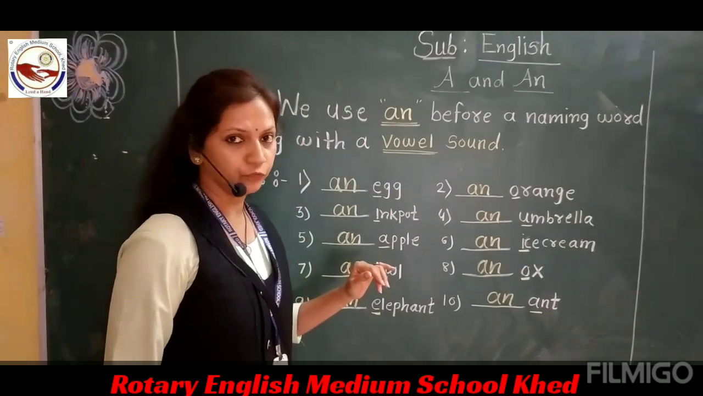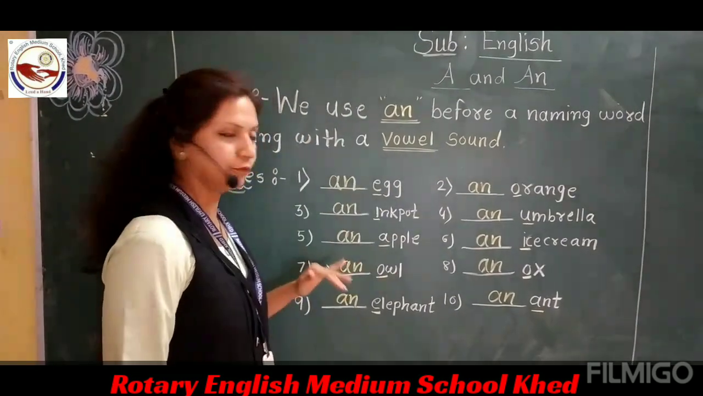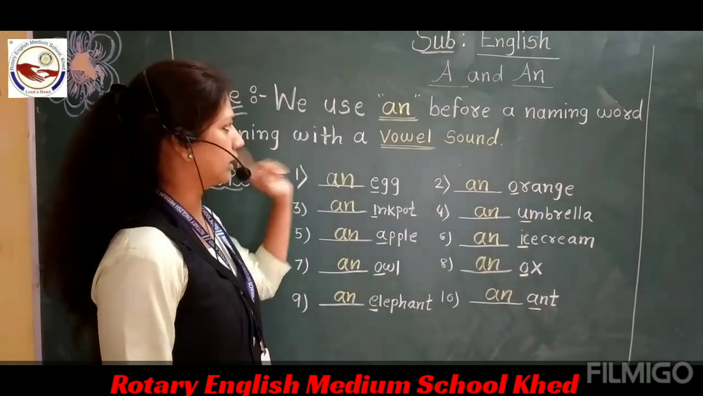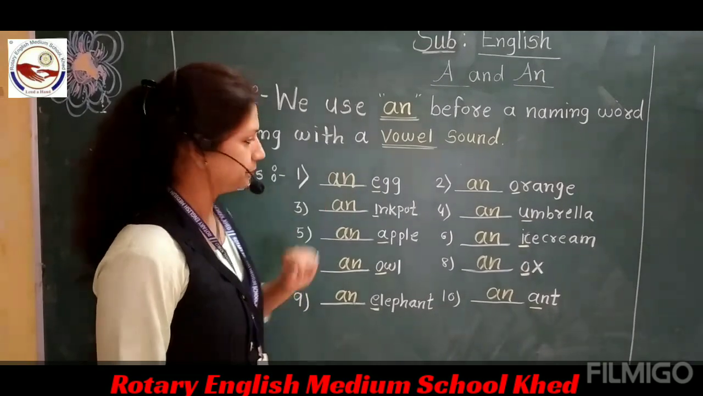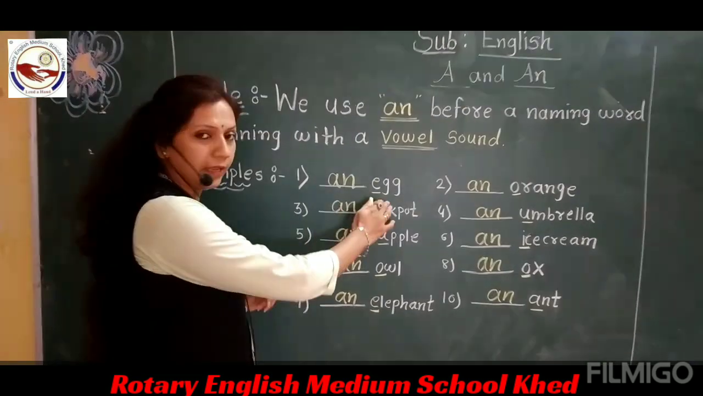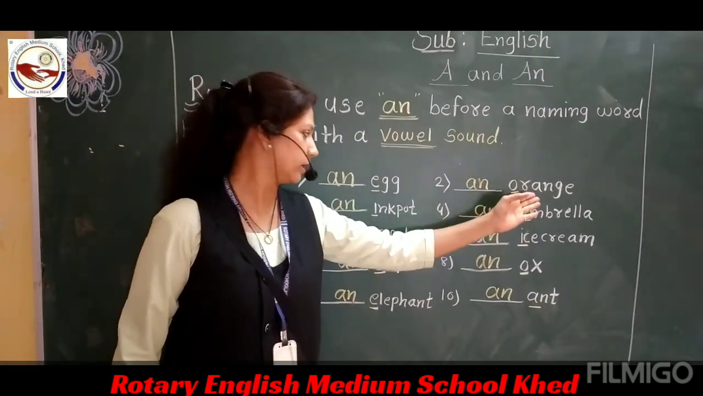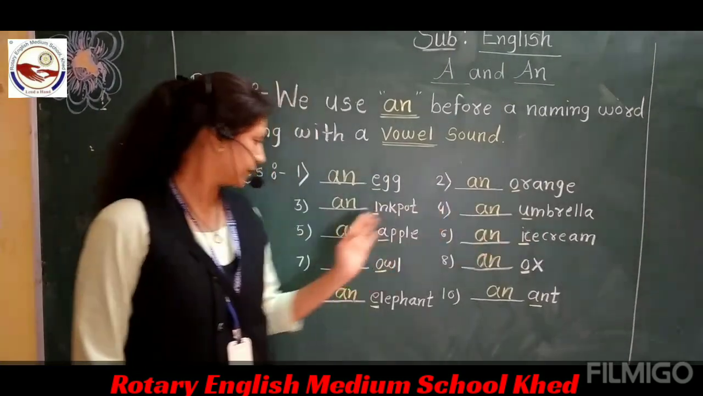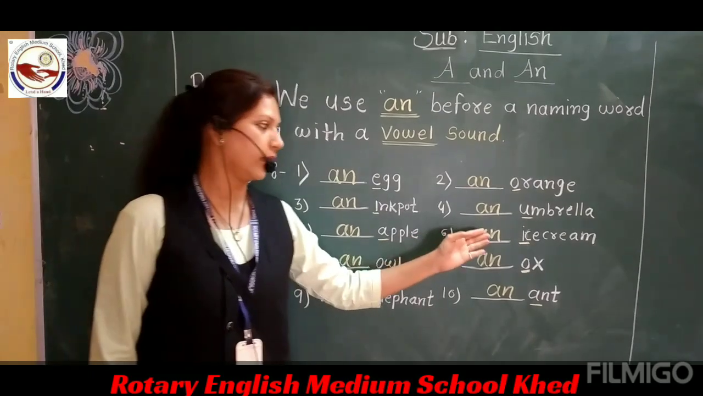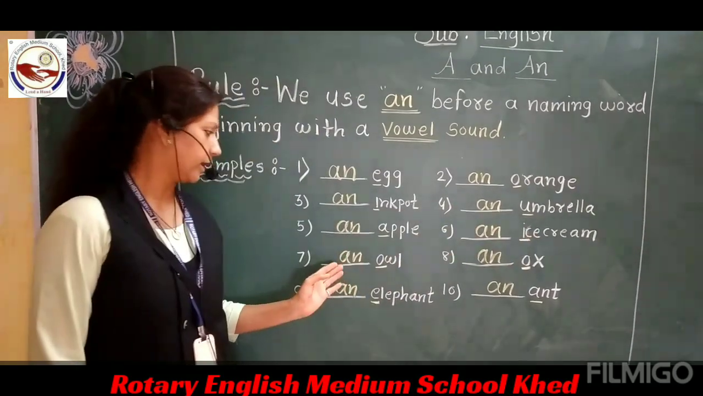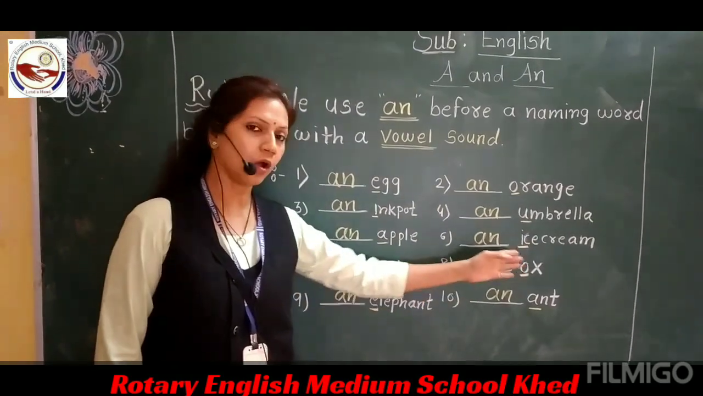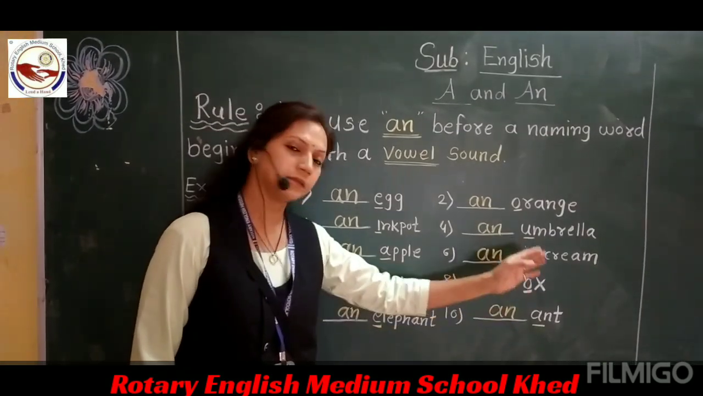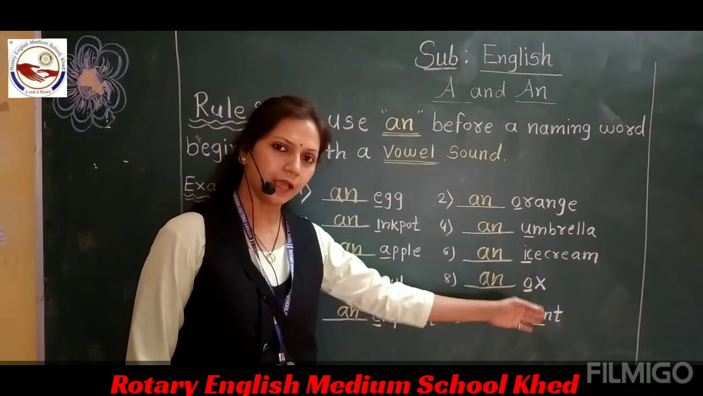Let me repeat for you, everything you have to write in your notebook. The first rule for consonants and the second rule for vowels, okay? So an egg, an orange, an ink pot, an umbrella, an apple, an ice cream, an owl, an ox, an elephant, and an ant.